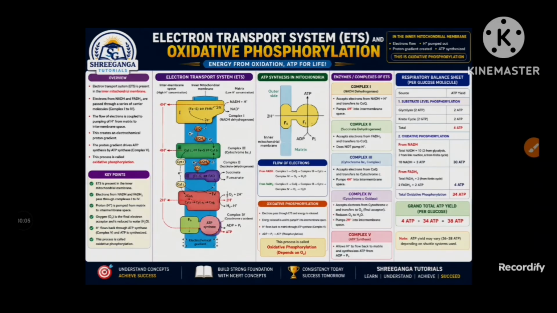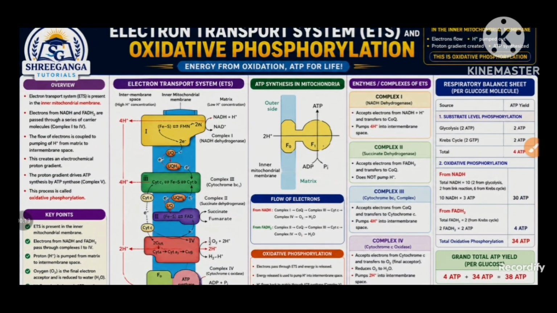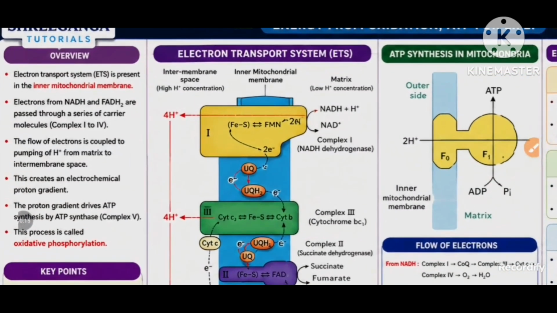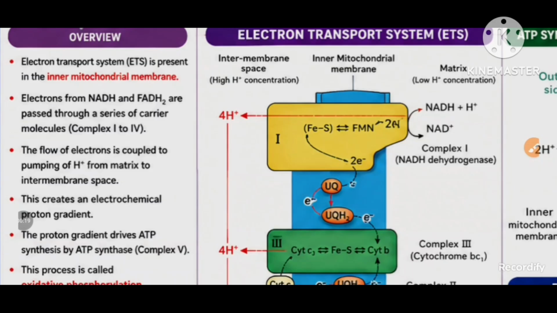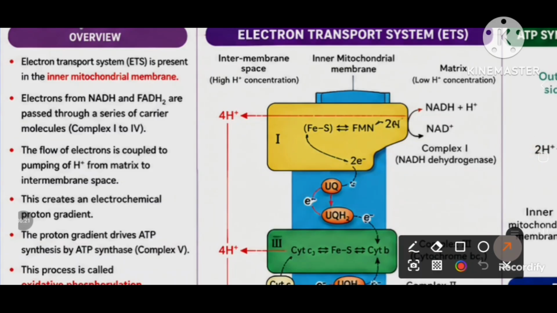In this session, I'm going to discuss a concept called electron transport system and oxidative phosphorylation. Let's take an overview of this concept. Here, the electron transport system is mainly present in the inner mitochondrial membrane.